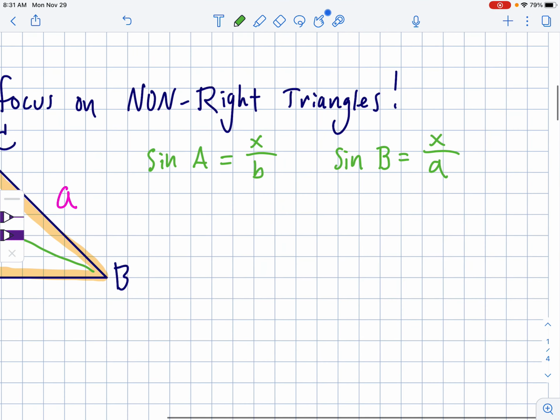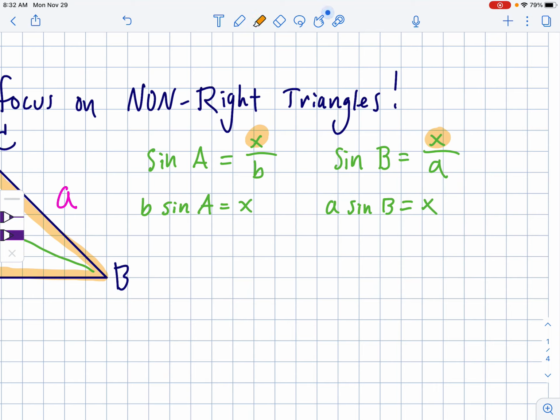Now, if I just focus on the algebra here, this x and this x are the same x. So I'm going to get those x's by themselves. I'm going to multiply both sides by b with the first one. So I get b sine a is equal to x. And then with the second equation, I will multiply by a to cancel out the fraction. So we get a sine b is equal to x.